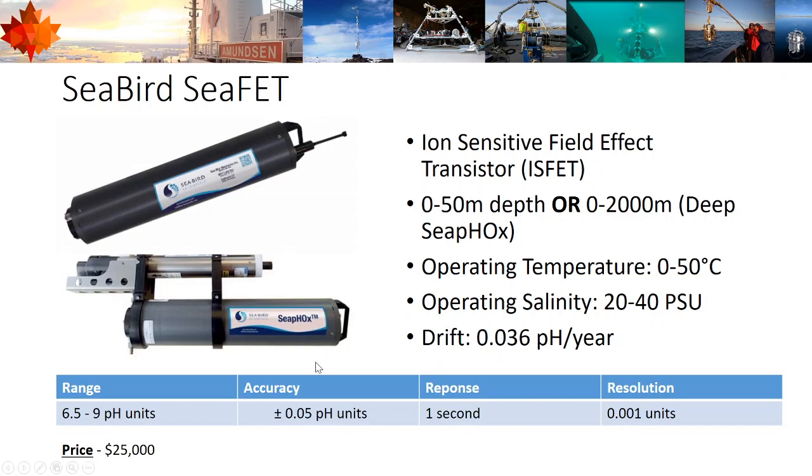The accuracy here is quite good. The response time is very fast. Operating salinity and temperature are pretty accessible for most environments. As well, the plastic housing is more for your surface application, but then there is a deeper housing integrated with an oxygen sensor for your 2,000 meter depth. The drift here is better than the Idronaut, but that improved drift comes at a price point that is above what the Idronaut would be.